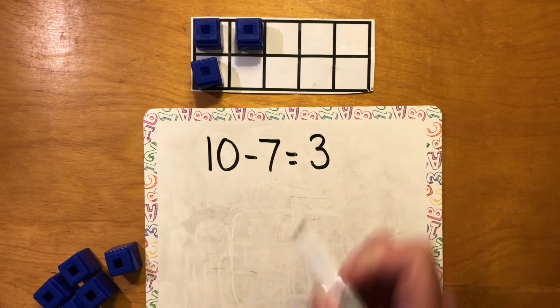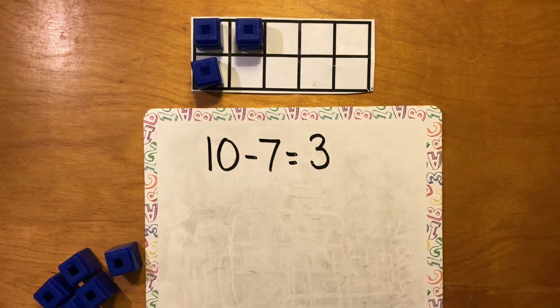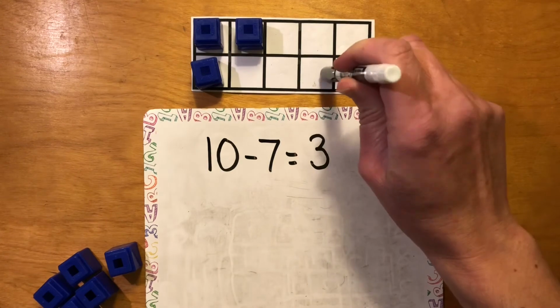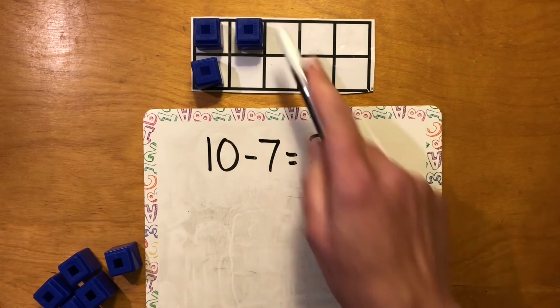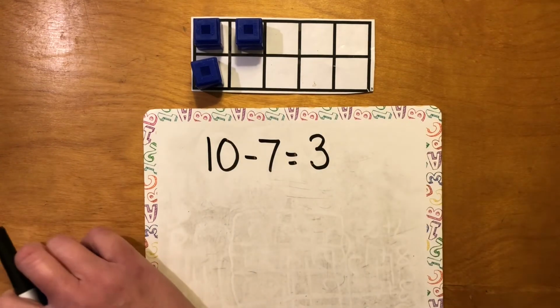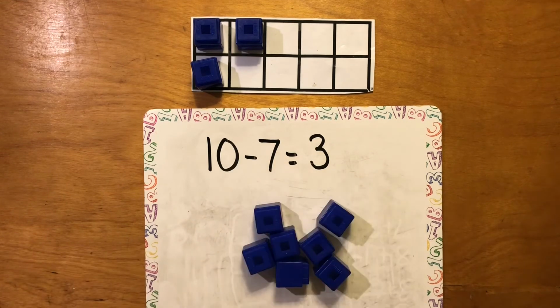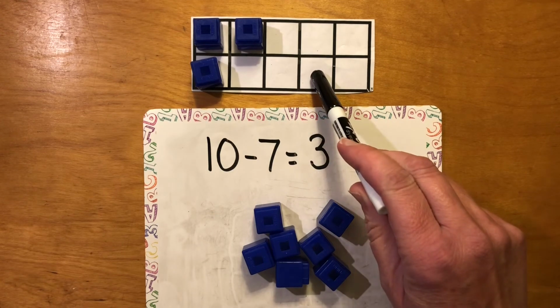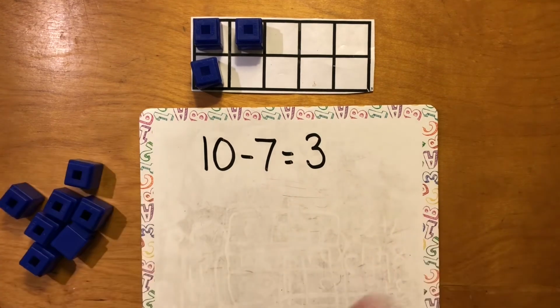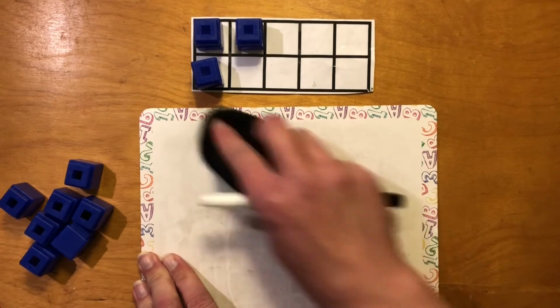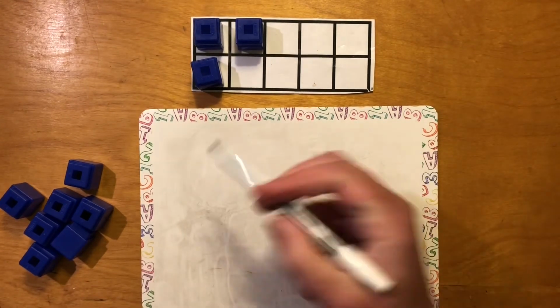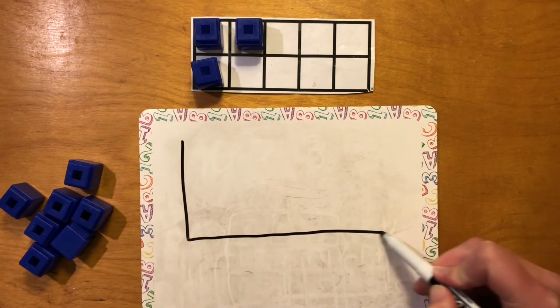All right, today for your work, you're going to have some problems that will look like this, and I want you to use your 10 frame. You can use your 10 frame and your cubes or your bears or your beans. Use something to practice building and removing when you do subtraction. If you don't have a 10 frame, they're pretty easy to draw. You can get a piece of paper, you can get your whiteboard. You just need to build a rectangle.